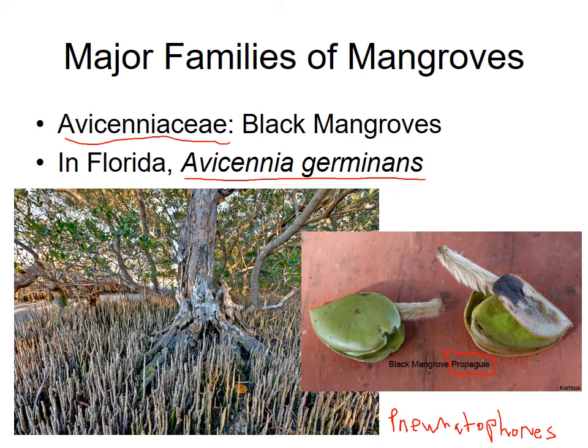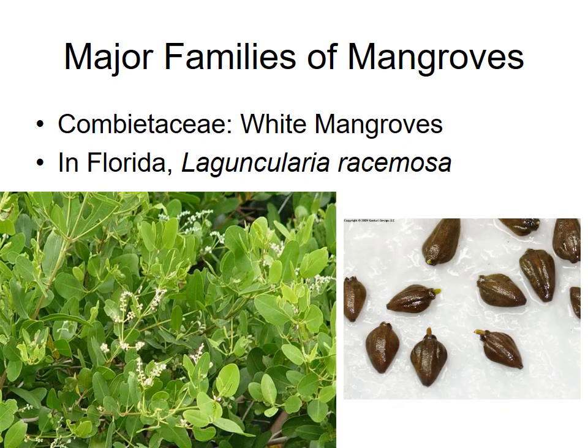All right, and this is the white mangrove. So the white mangrove has different looking propagules. They are these sort of diamond shaped little things. And the white mangrove has different types of leaves as well. It's in the family Combretaceae. The genus is Laguncularia, species is racemosa.